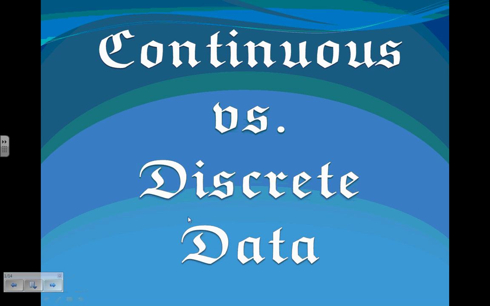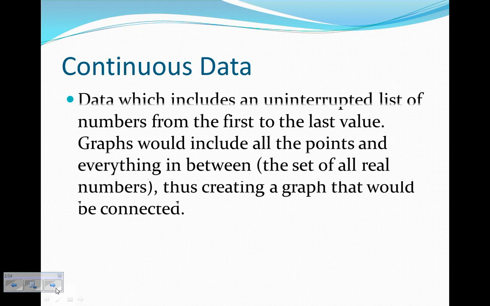In this video, we're going to be talking about the difference between continuous and discrete data. Continuous is when the data includes an uninterrupted list of numbers from the first to the last value. Graphs would include all the points and everything in between. It is the set of all real numbers, thus creating a graph that would be connected. Okay? So basically, this is going to create a line.